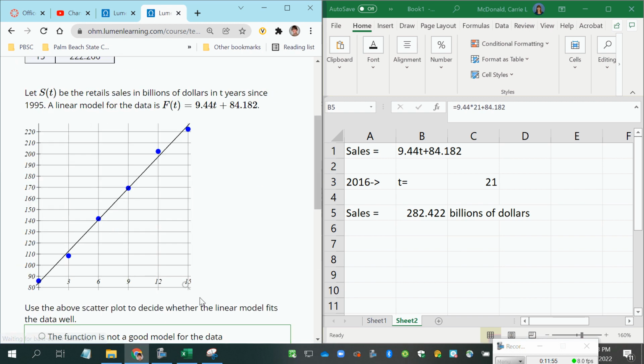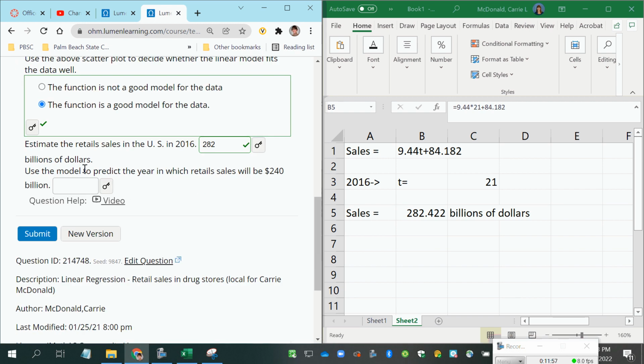See how we're doing so far. Okay, good so far. Now the last part. Use the model to predict the year in which sales will be 240 billion. So now we are predicting the year, okay? Instead of estimating the sales, now we're estimating the year, right? Or predicting the year, as they're saying it, same idea.